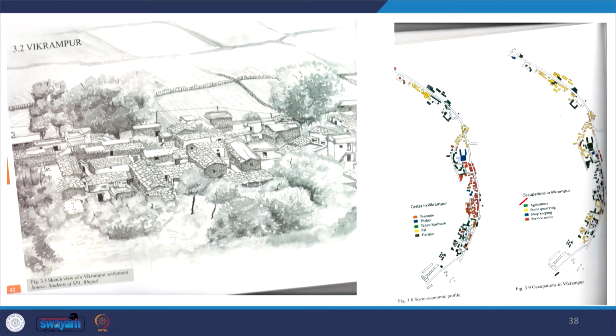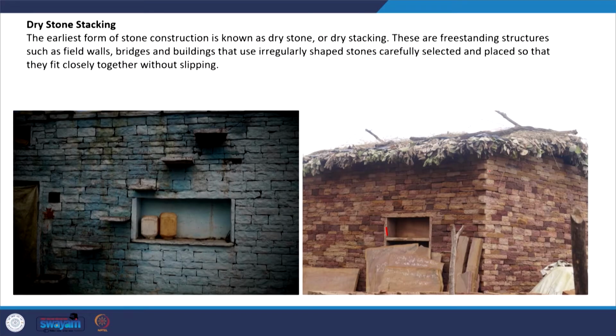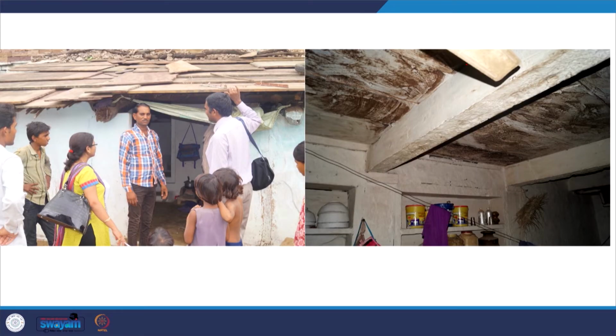Some of the villages I would like to show you, how the whole villages are built, including the wall, the roof, everything built with stone. So you can see the dry stone stacking, they don't use any mortar or anything. The self load itself is a component, and with that only they create the steps, the cantilever steps, they create the windows, the doors, and the roofing materials.